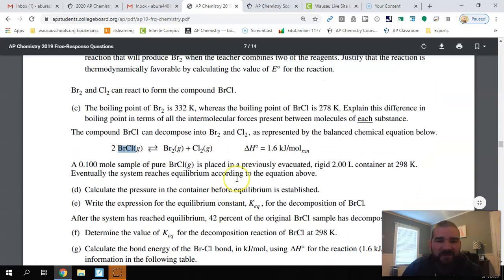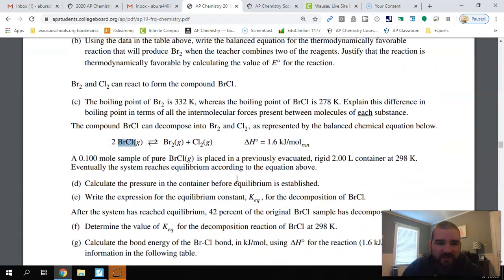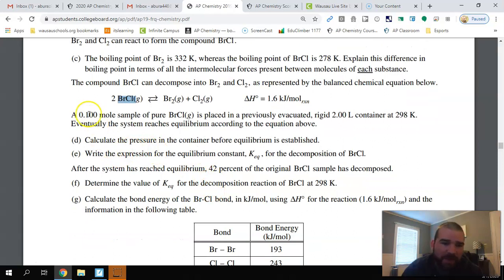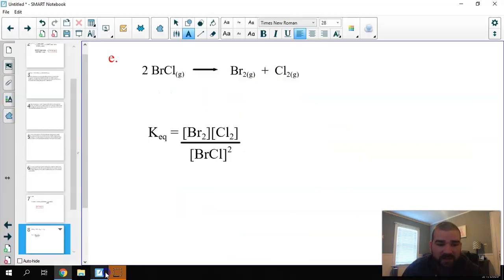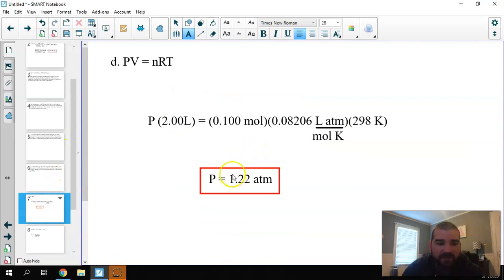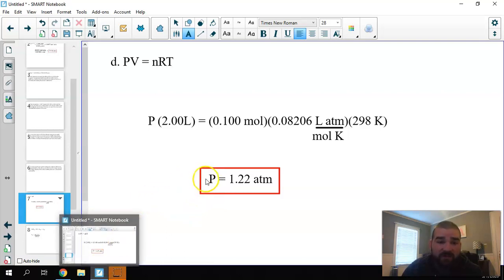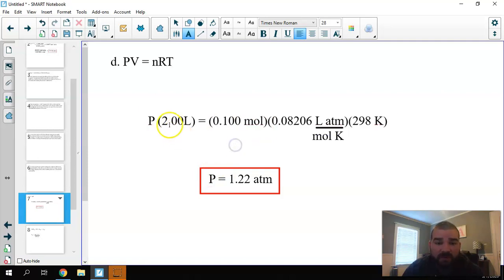We have to use some values that they've given us way back in this problem. Okay, not way back, I suppose, right here. But there's two ways to solve this. Because these are all gases, we could totally use pressures. That would be perfectly fine. We know from part D that the pressure in the container is 1.22 atmospheres. So you could use this as your initial value of the BrCl in your ICE table. Or if you choose to use molarity, we can also solve for molarity because we have 0.1 moles and 2 liters.